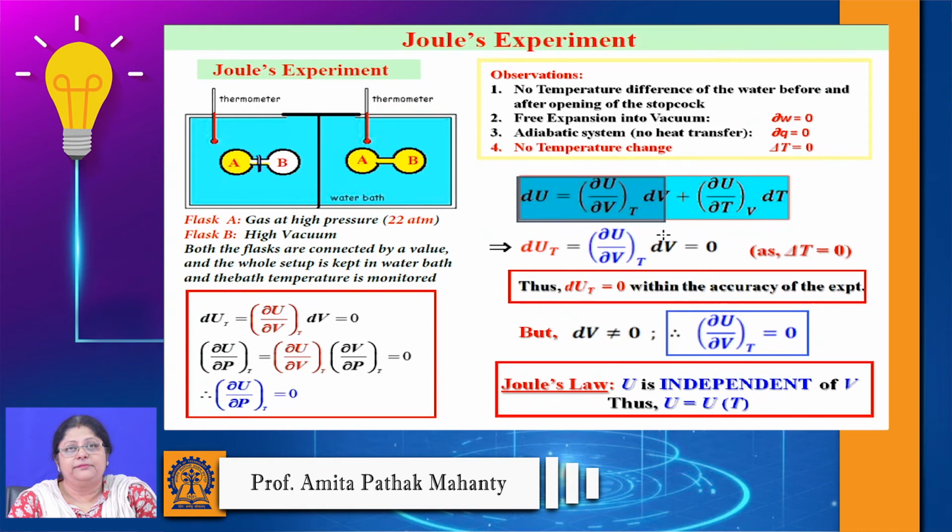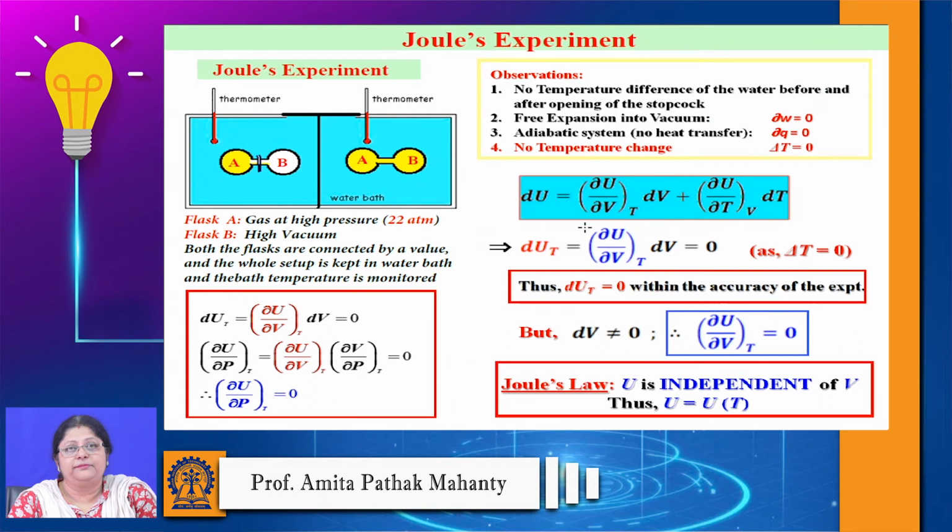But if you look at this, you see it is a dV, and dV is actually not 0. dV is doubling the size. The change in volume is 2. The final volume is twice the initial volume. So you can make out that the volume change is not 0. So what did he conclude?